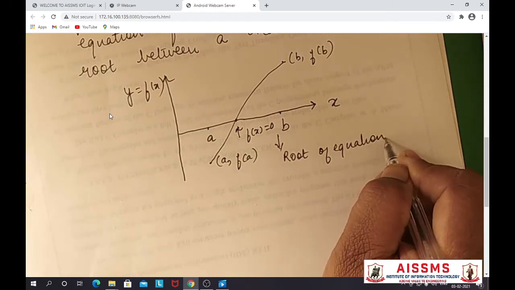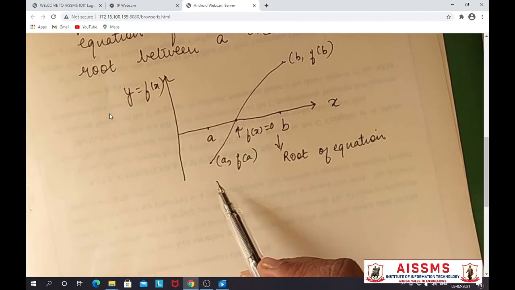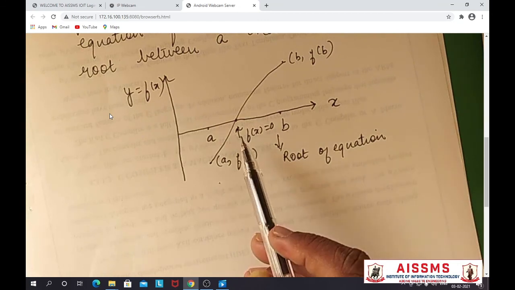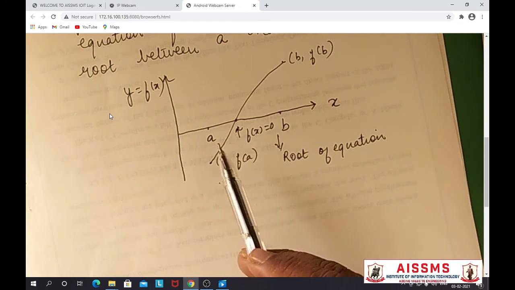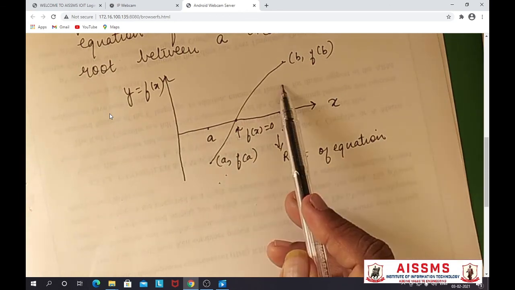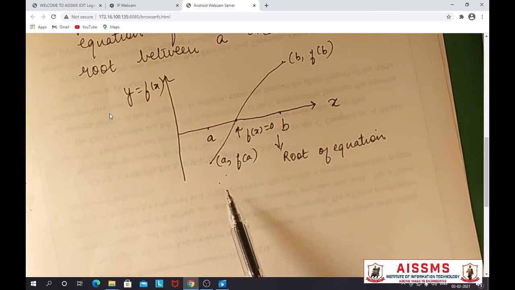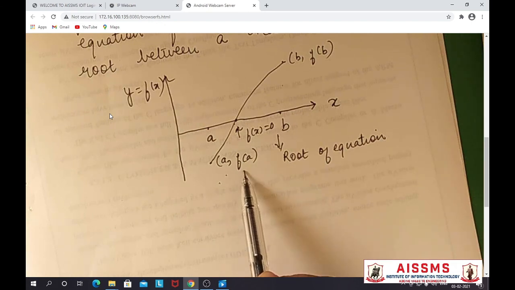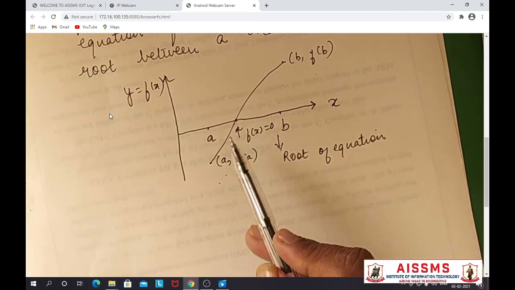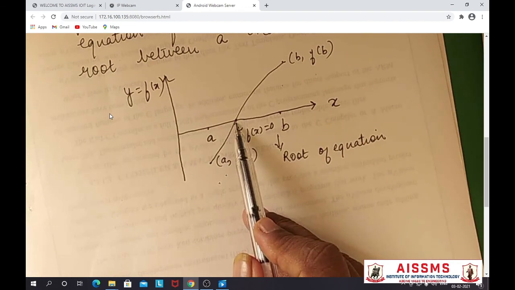So what does the theorem state? The theorem says that if f of x is continuous and you have an interval a, b, such that f of a and f of b are of opposite sign, there has to be at least one root. So this is the graphical representation of intermediate value theorem. We have taken f of a as negative, f of b as positive. And when I join the function, I see that it intersects the x-axis. And whenever the function intersects the x-axis, that point is the root of the equation.